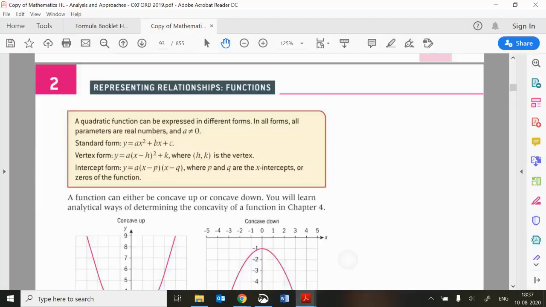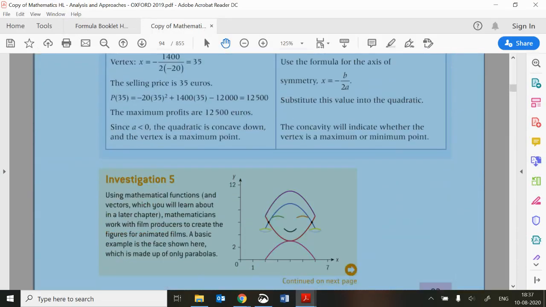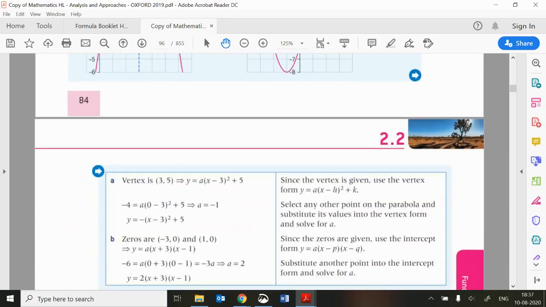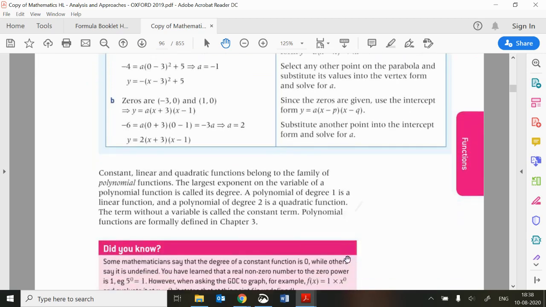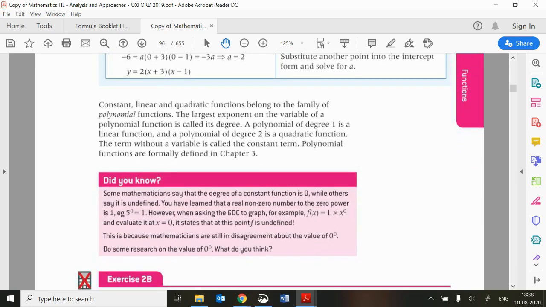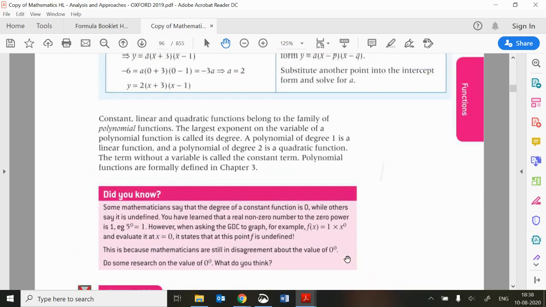Let's have a look at what the book does here. Let's finish this one basically. And yeah, they've left it in the vertex form, and they've left the answer in the intercept form, what they're calling the intercept form. And the other form, of course, if you remember, was the standard form, or the general equation for quadratic. Okay, well, I'm going to stop there.